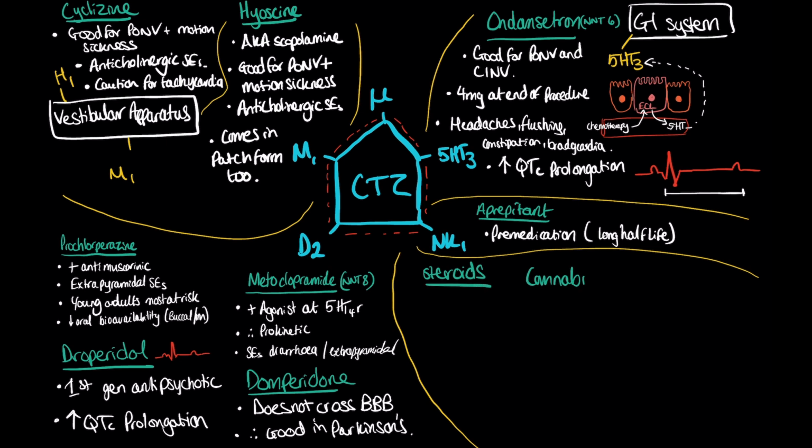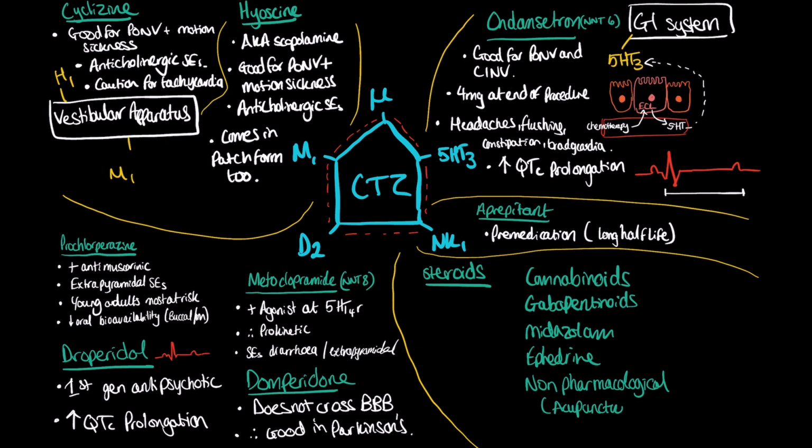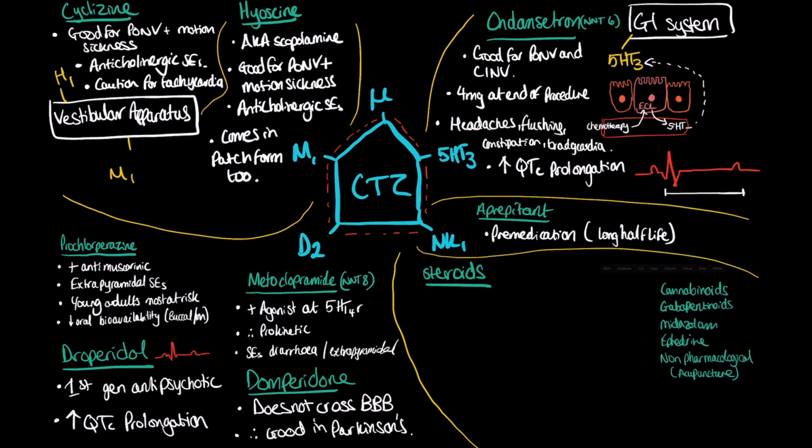Finally, in the miscellaneous category, you have steroids, cannabinoids, gabapentinoids, midazolam, ephedrine, and non-pharmacological therapies such as acupuncture. The most noteworthy from this category is obviously the steroids, such as dexamethasone and methylprednisolone. There are multiple quotes for different numbers needed to treat for dexamethasone, but they're roughly around 4. Dexamethasone is effective for chemotherapy-induced nausea and vomiting and post-op nausea and vomiting.